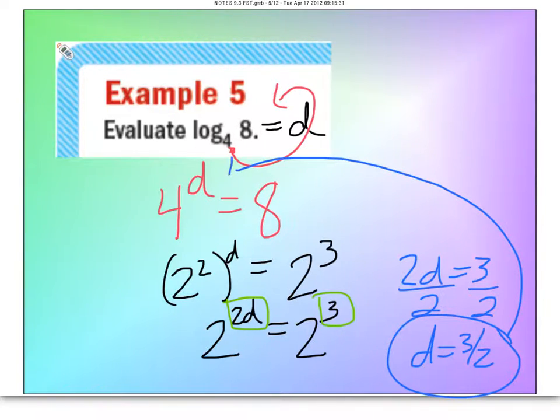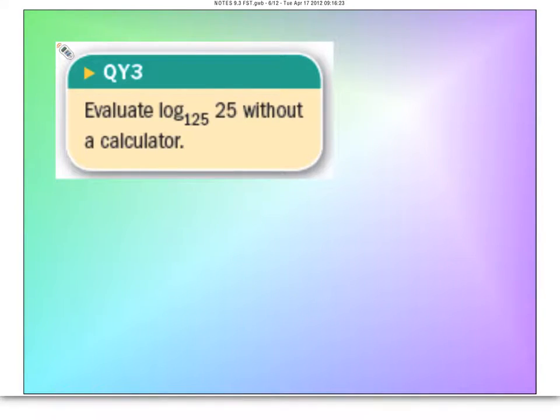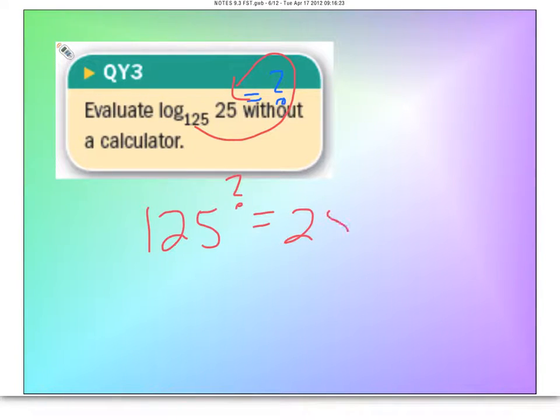So if you take 4 to the 3/2 power, you will get the answer of 8. Here's another one. Log base 125 of 25 equals, I'm going to do question mark this time again. I'm going to rewrite it with my swoosh. So 125 to some power equals 25.